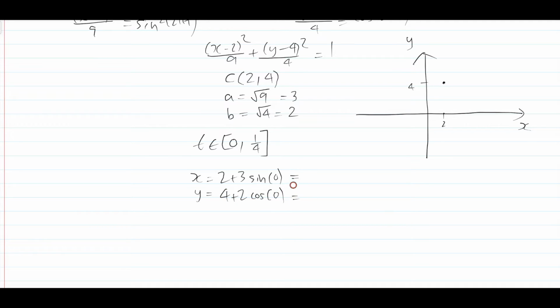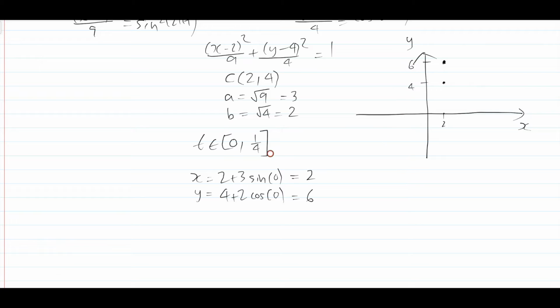Okay, if you do that, sine 0, make sure you know your trig. Sine 0 is 0, 0 times 3 is 0, plus 2 gives you 2. Cos of 0 is 1, 1 times 2 is 2, 2 plus 4 is indeed 6, right? So where he starts is over here. We know it's x equals 2, so somewhere along that vertical line. But then y equals 6, so over here. So this is where the particle starts, at this point.